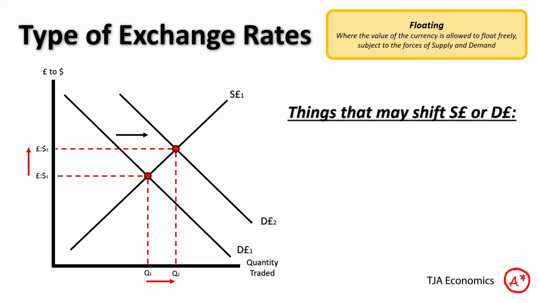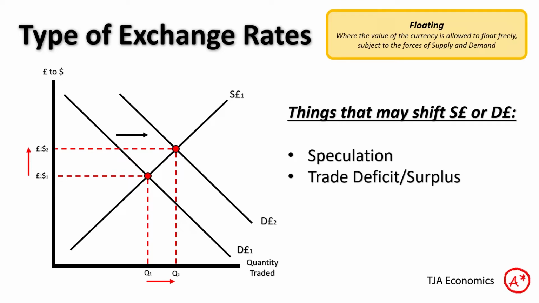Things that may shift supply or demand of the pound: speculation. People in the city, people in finance firms, hedge funds, those kinds of things, may bet on the price of the pound going up or down, and so that's going to affect supply and demand of the pound. Trade deficits and surpluses. If we run a trade surplus, that means we're exporting more than we're importing. That's going to affect the value of the pound, and vice versa.